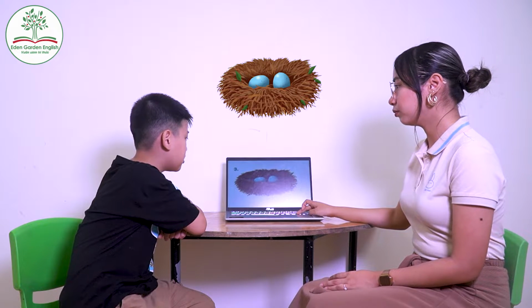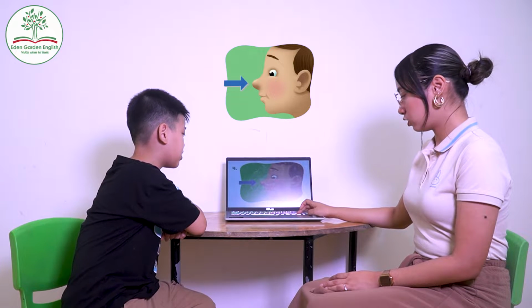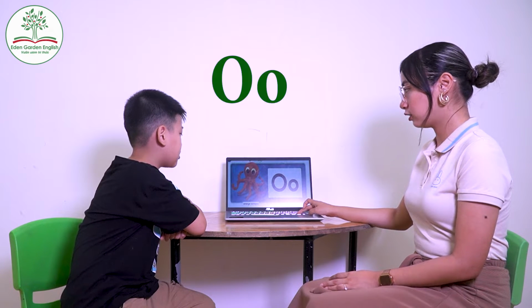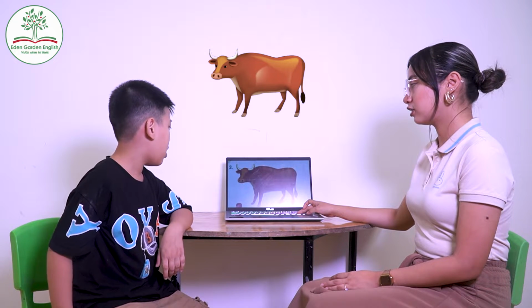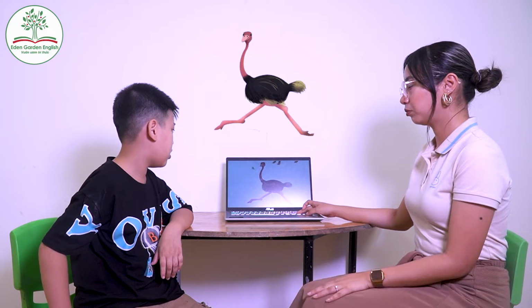It is a net. Next one. Nest. Next one. Nose. Next one. Letter O. What is it? Octopus. It's an octopus. Next one. Ox. An ox. Next one. Olive. Yes. Next one. Ostrich.